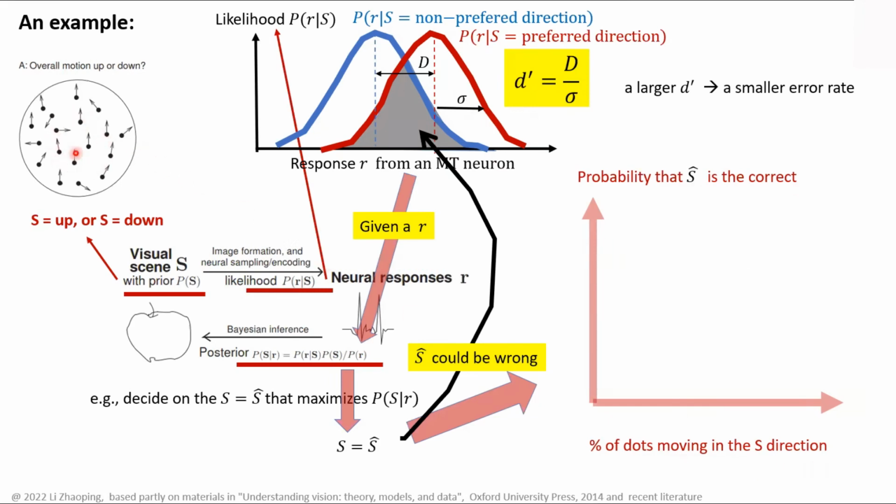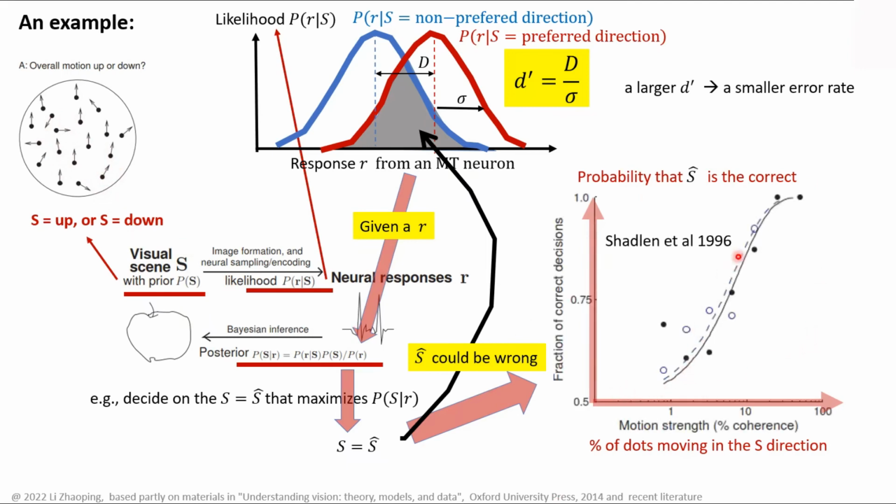So for instance, here maybe 50% of dots are moving that way, the rest are not. And of course, if 100% are moving that way, you're more likely to be correct. And so therefore you can see that indeed this will be more and more correct. The probability approaches 1 when you have more dots moving coherently one way and fewer otherwise.